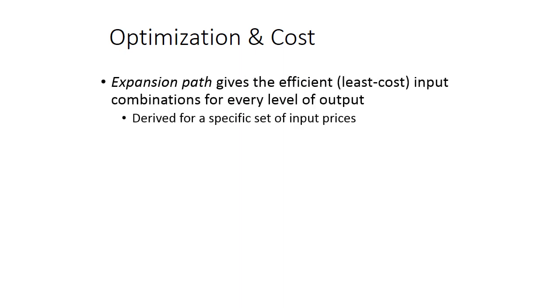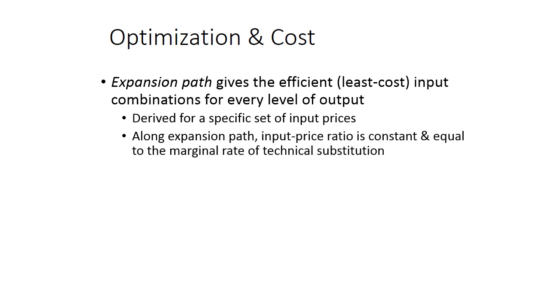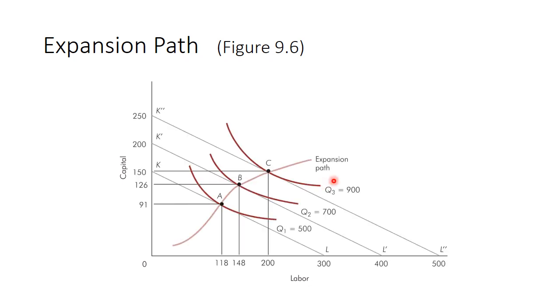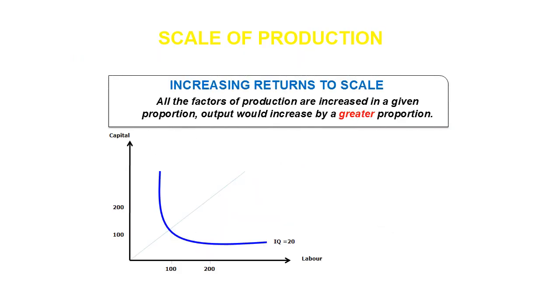Then we have the expansion path. Expansion path gives the efficient least cost input combination for every level of output. So we have the producer's equilibrium, A when the budget is KL, B when budget is K prime L prime, and C when budget is K double prime L double prime. We join all the equilibrium points and we get the expansion path. This shows how the producer moves as he goes on expanding both capital and labor.